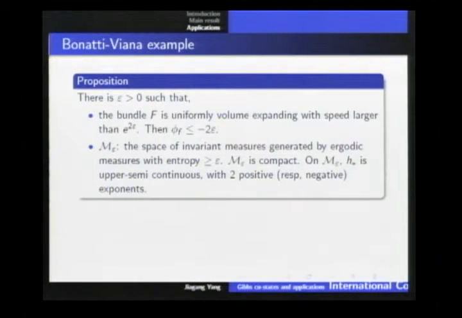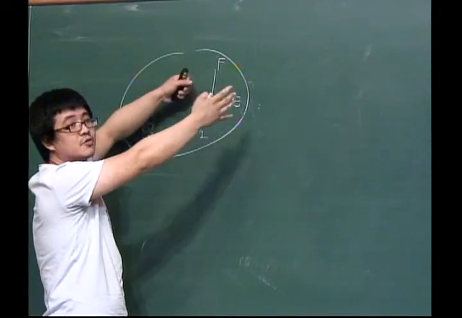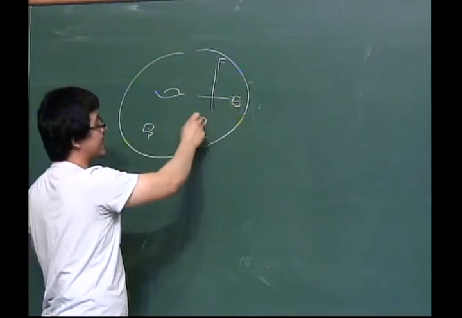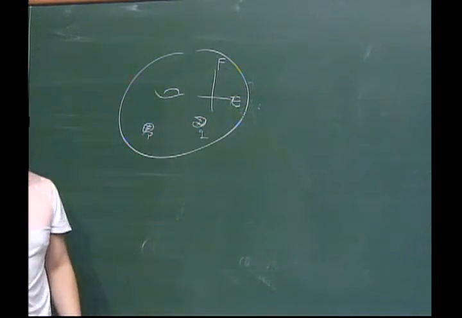So in the Bonatti-Viana example, it's like the following. You do a perturbation near some fixed point, and in the other direction, you have the dominated splitting E and F. On F, you have uniform expansion outside. E has uniform contraction outside, because you only change this map in some small regions near fixed points.